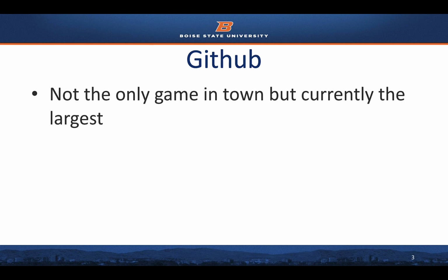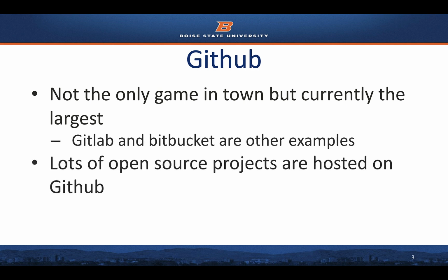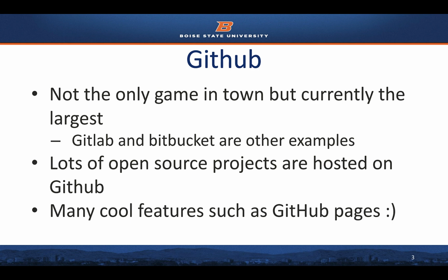So GitHub is not the only game in town. There are lots of alternative companies that are doing version control as a service. There are GitLab and Bitbucket as other examples. However, lots and lots of open source projects are hosted on GitHub, and it just happens to be the largest as of right now. But that could change very easily in the future. GitHub does provide a lot of cool features that are outside of Git. For example, GitHub Pages. GitHub Pages can't be created with just normal Git because normal Git is just a command line tool. It's not a web app.